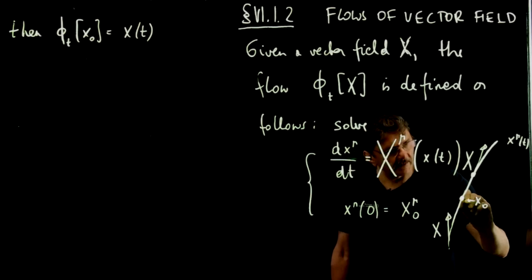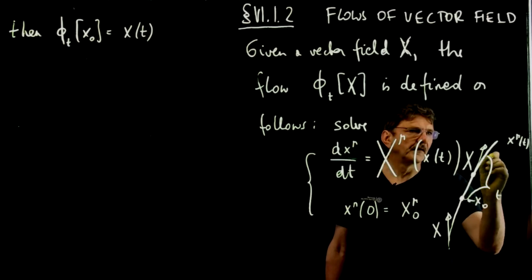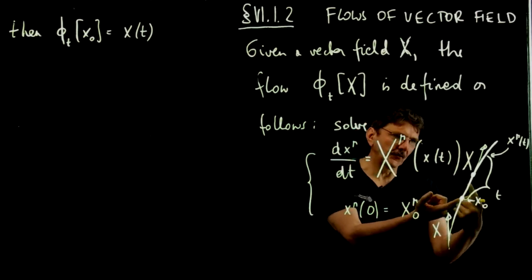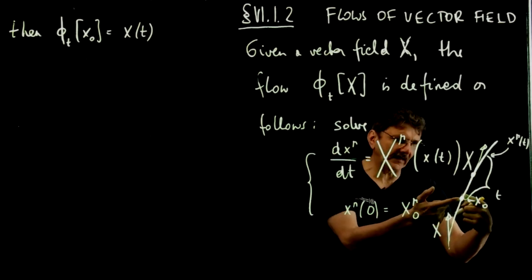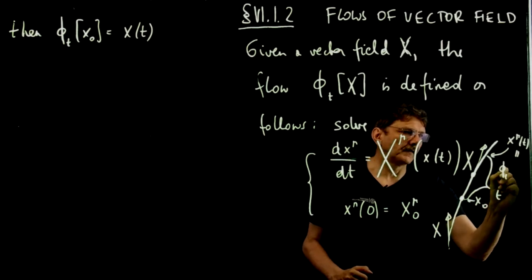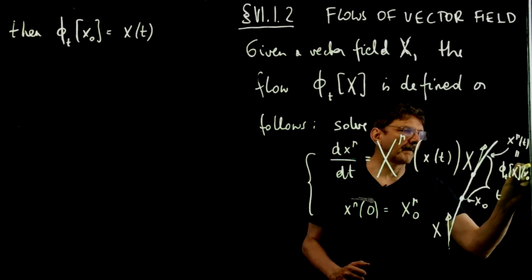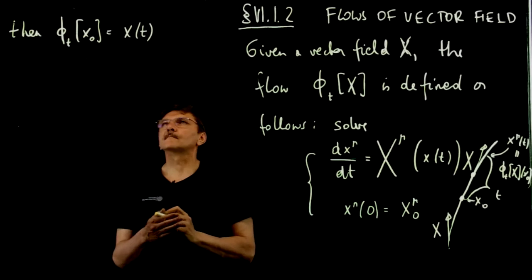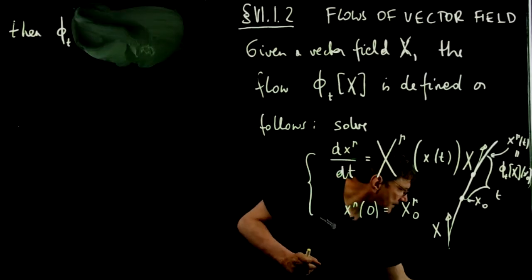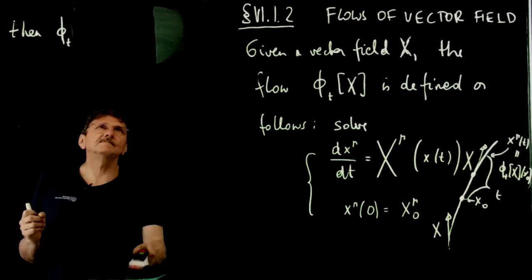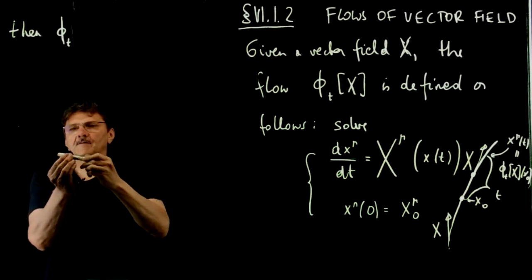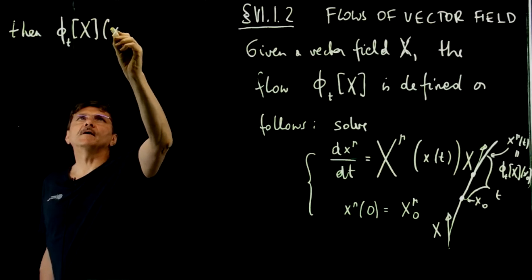So this is x_0. You flow along this field for a time t. So this is x(t). So the flow of X is defined: you take a point, you flow by time t. You move by time t along the curve so that capital X is tangent to this curve. And this is your phi_t of x_0. And the notation here is terrible. That's not what I should have written. This is phi_t, which depends upon the vector X, and of x_0.